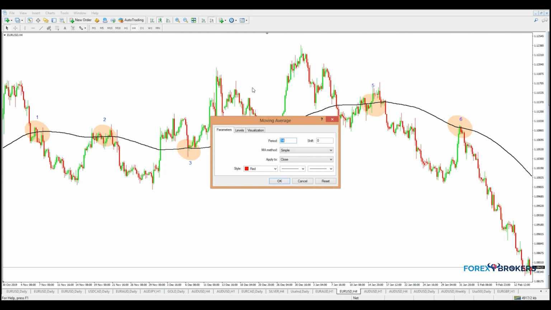It is a trend indicator that exists even before computers appeared, even before people were able to use computers to compute complicated mathematical formulas and so on. A moving average, like the name suggests, or a simple moving average, averages the values or the prices from the past in order to provide information for the current price.